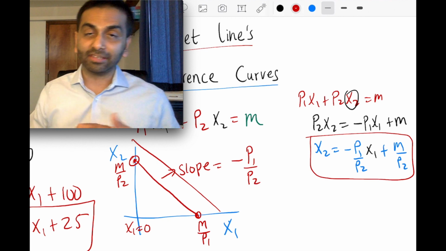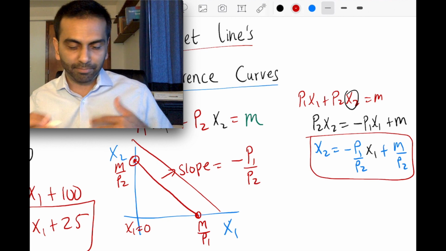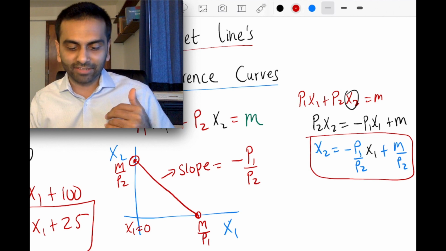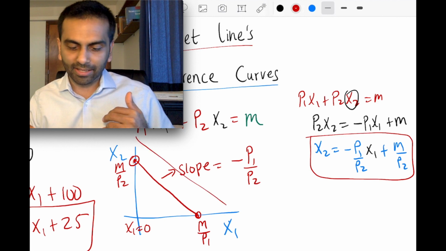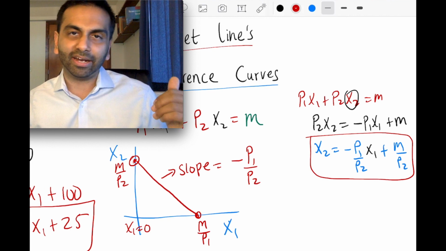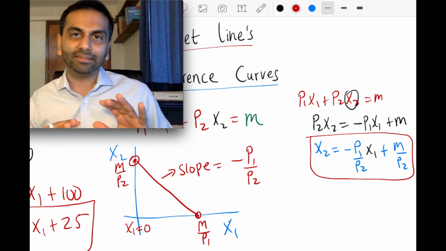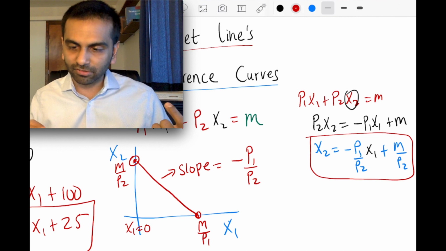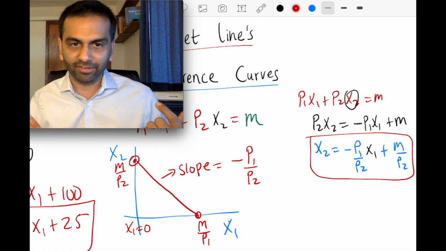On the other hand, if I said that both goods become half as cheap or something, then the price ratio is still not changing. So that's the same thing. Basically, both goods having their price cut in half is mathematically the same thing as your income doubling, because that's going to keep the slope the same, and it's just going to double both these intercepts, right?